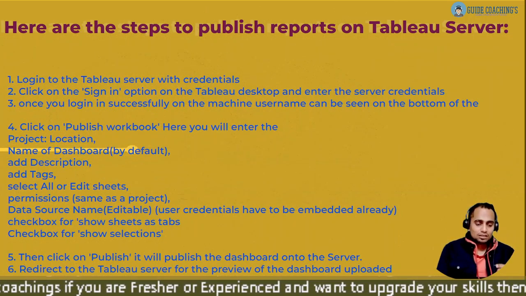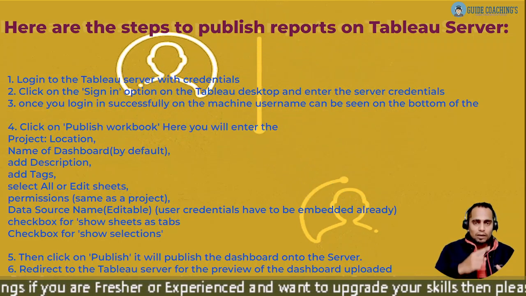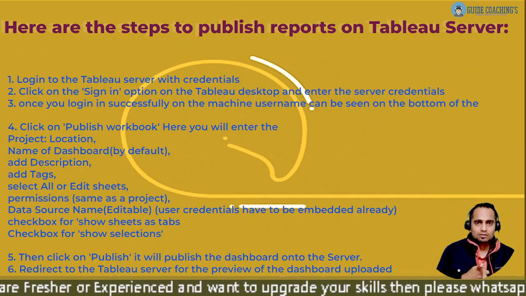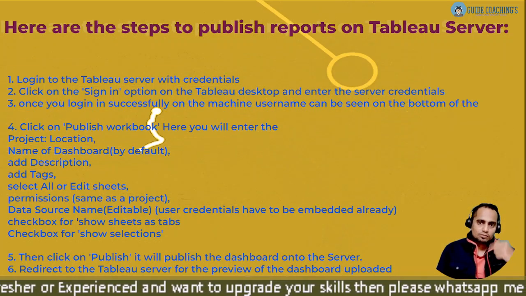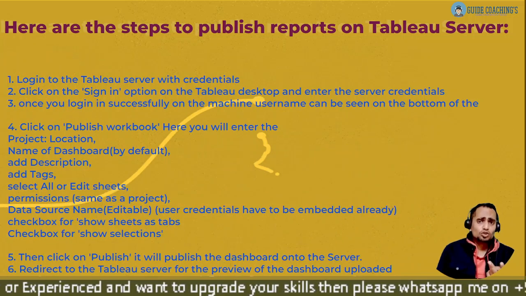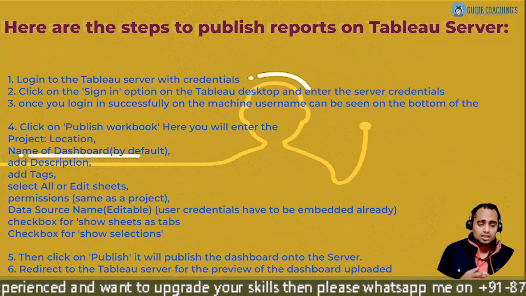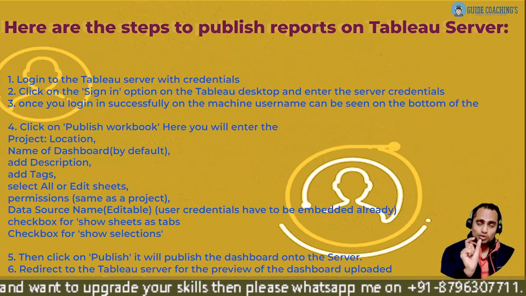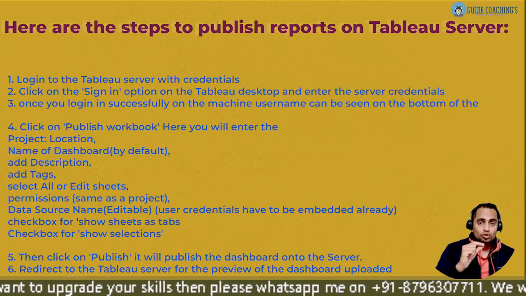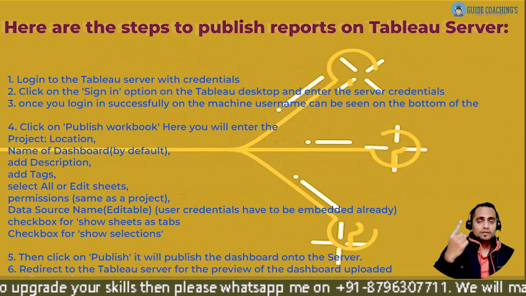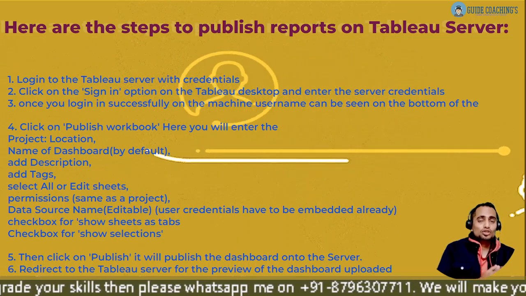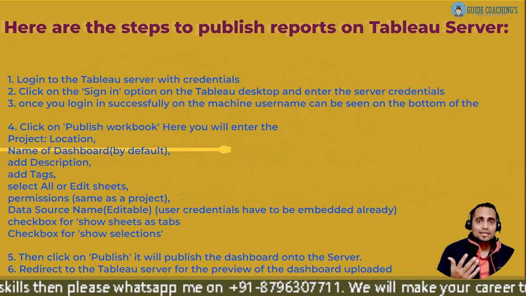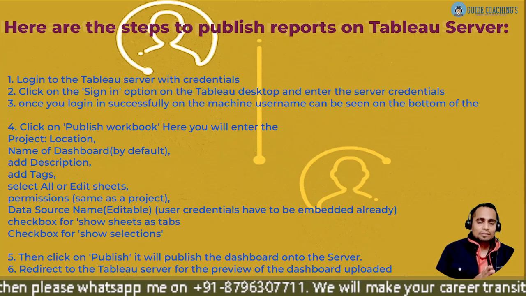Then the next step is the checkboxes. By default these checkboxes are checked. The first checkbox is show sheets as tabs. Every sheet will be converted into tabs on the Tableau server. And the next option selected by default is show selections. Once you click on the green publish button, it will publish the dashboard onto the Tableau server, and it will open a preview so that you can see how it looks on the Tableau server.